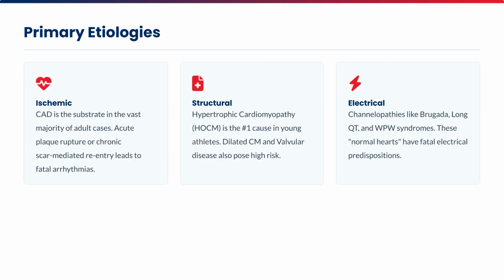The primary etiologies are categorized as ischemic, structural, and electrical. Coronary artery disease is the main substrate for ischemic cases. Structural causes include hypertrophic cardiomyopathy, the leading cause in young athletes. Electrical causes involve channelopathies like Brugada and long QT syndromes.